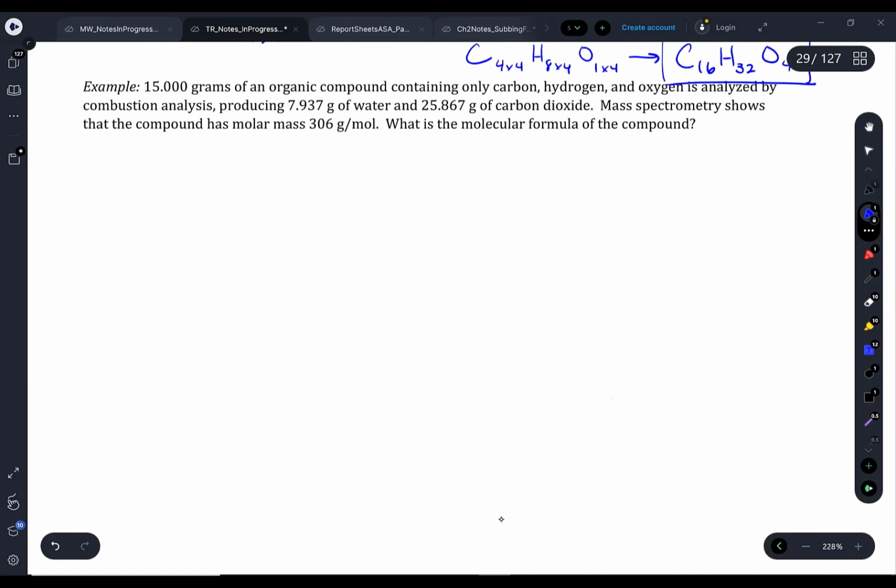But so this is still more of a classical way of approaching it, the way we learned how to do it historically.